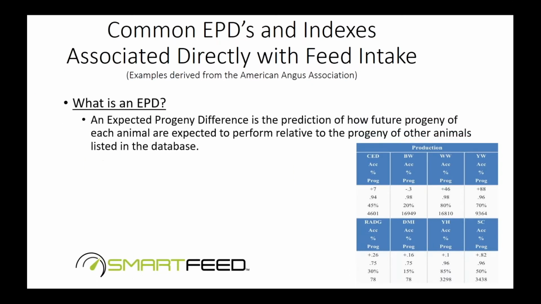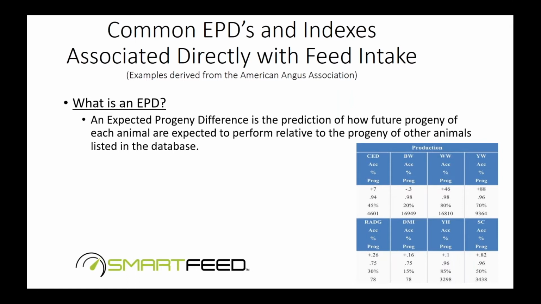First and foremost, let's define what an EPD actually is. An EPD, or expected progeny difference, provides an estimate of the genetic potential we may realize in future progeny of a specific animal. Differences in EPDs between two animals of the same breed predict differences in performance between their future offspring when assuming each individual animal is mated with animals of equal genetic merit.